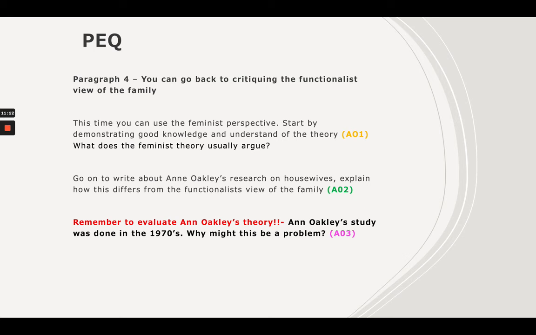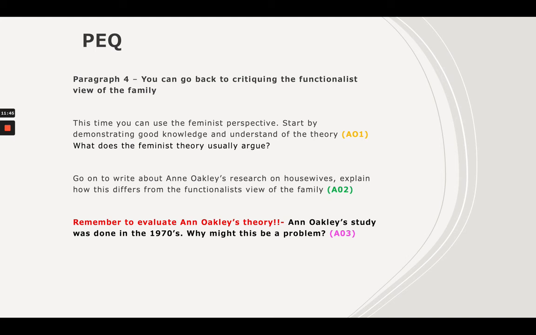And then you go on to write about Ann Oakley's research that she did on housewives and explain how this is different from what the functionalists' view of the family is. Here is where you're going to again pick up your AO2 skills.